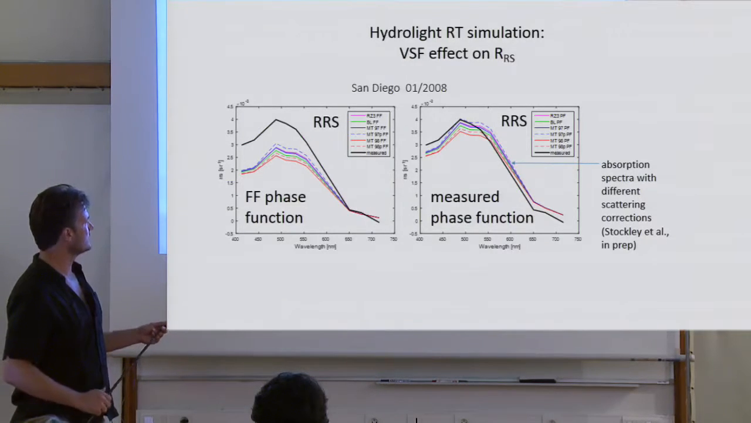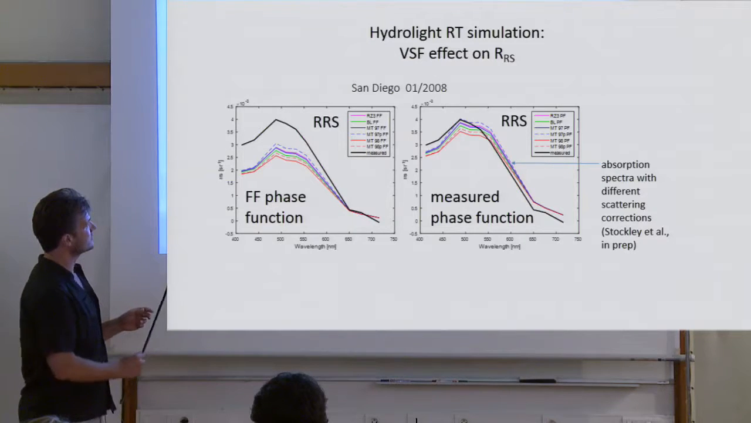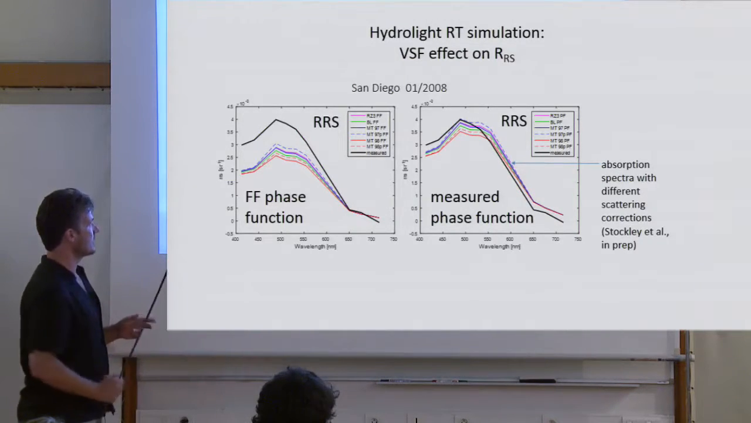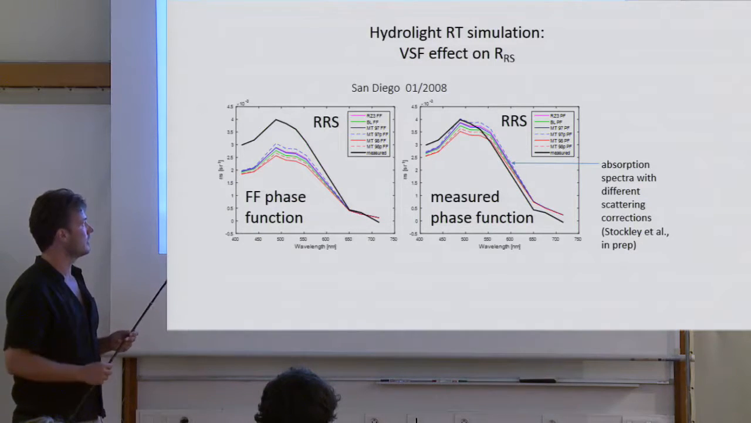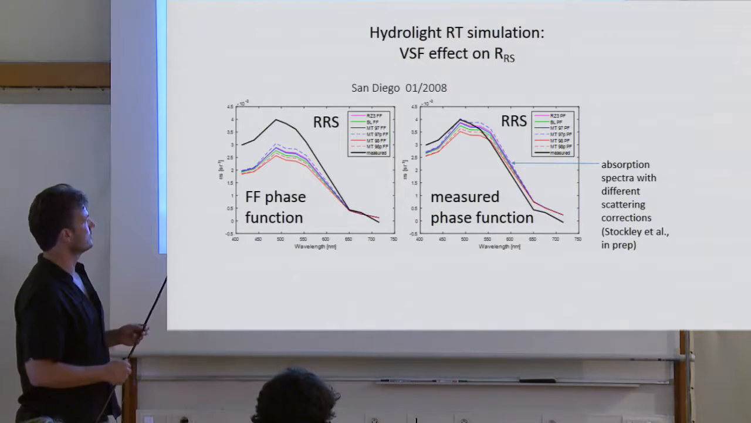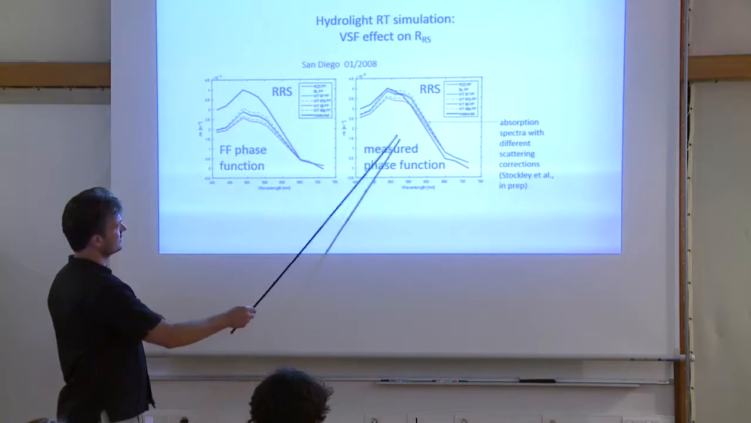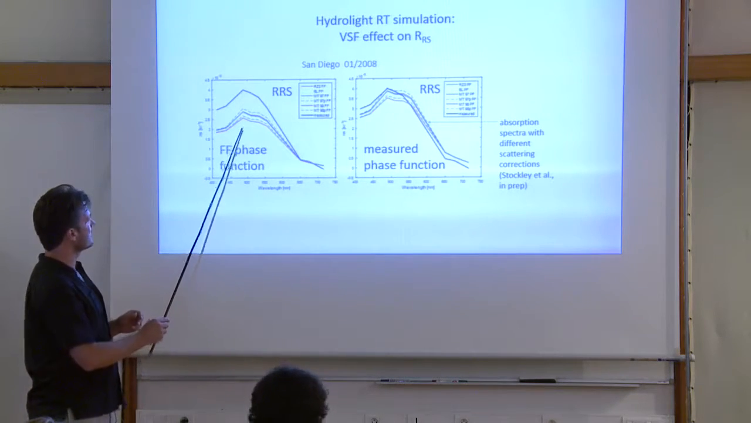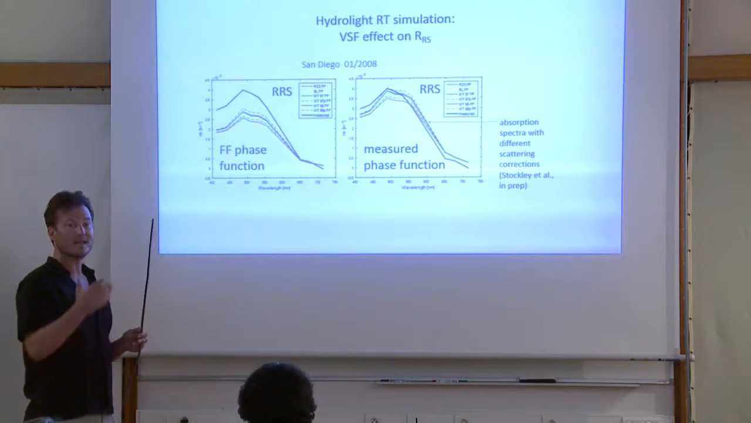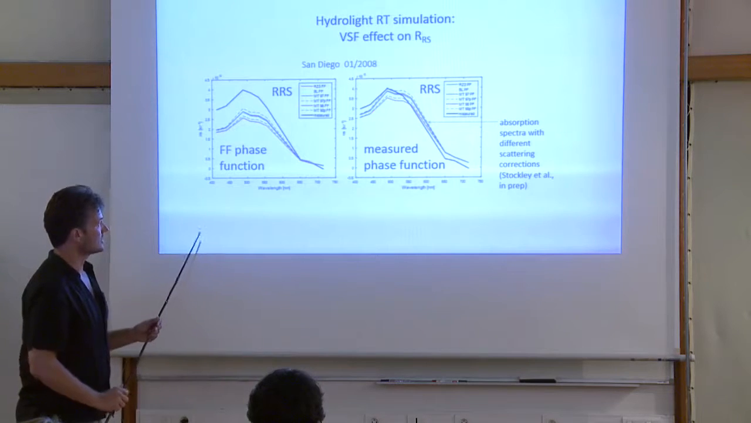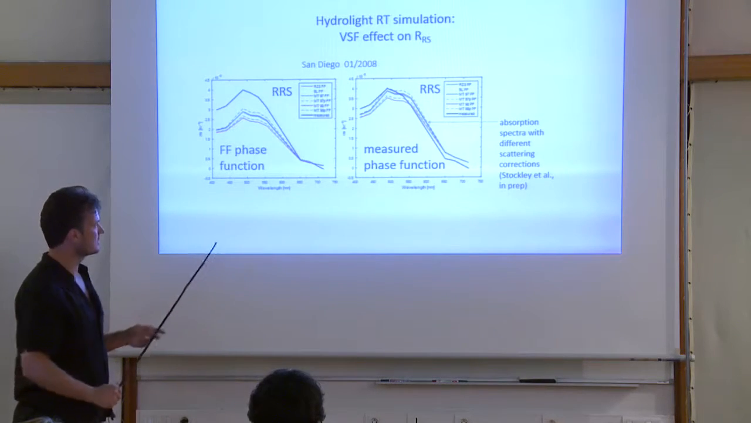The other thing to point out, too, is that the Fournier Farrand phase function that can be used in Hydrolight is derived from backscattering over B, with a great paper that Kurt has with Emmanuel in 2002. And if we stick in a measured phase function, you get different simulated values. All these different colors are simulated values, but we're trying out different scattering corrections for the absorption tube, that whole issue, which actually makes a big difference in all the cases.